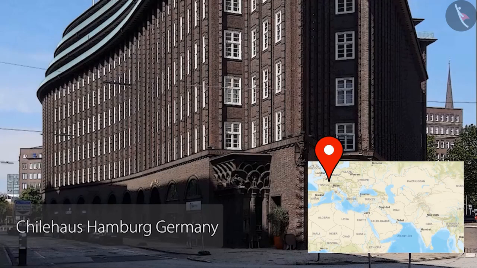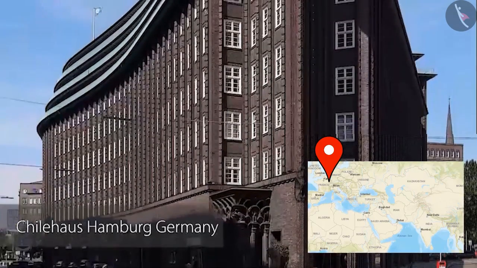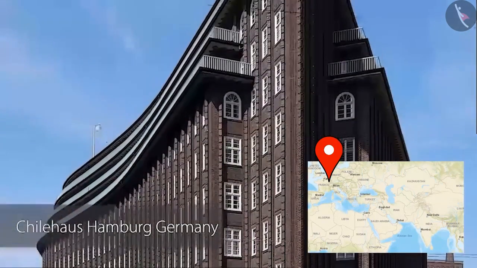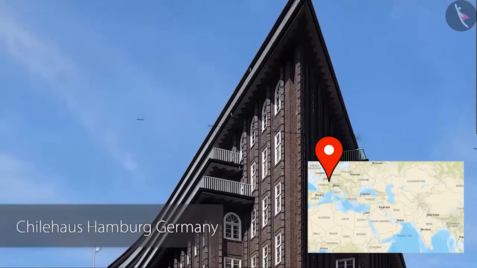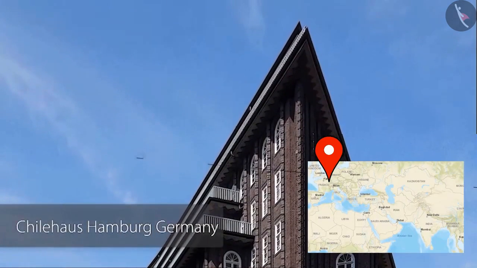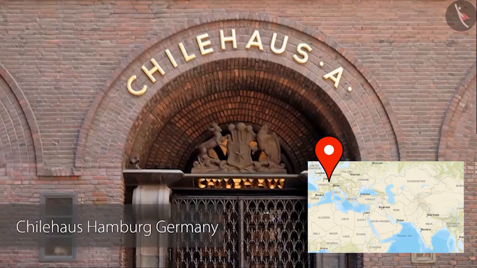Okay, look at this picture. This is a Chilehaus, and this was made in the year 1924. This is a 10-storied building. This is located in Hamburg, Germany. Have a look at the arch on its gate. This is made using bricks only. All the parts of this building are made up of bricks only.